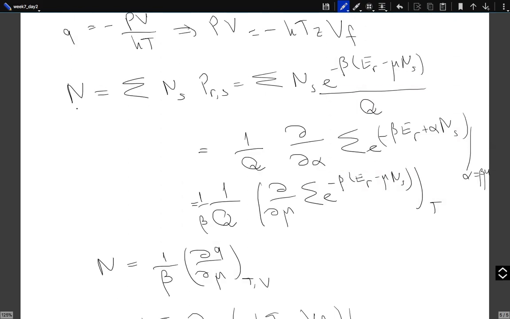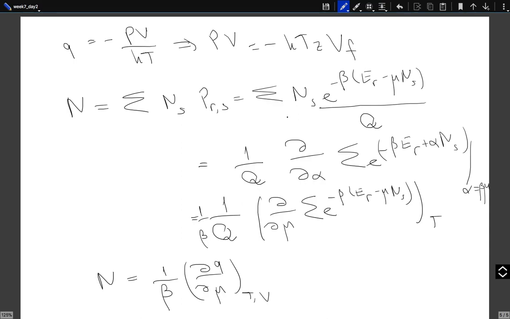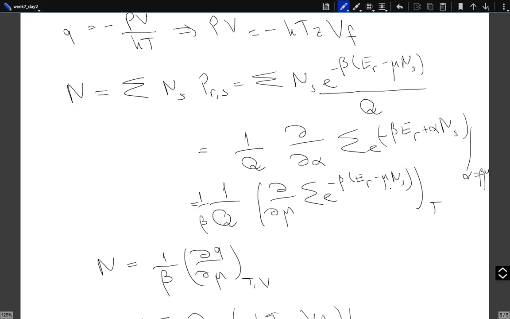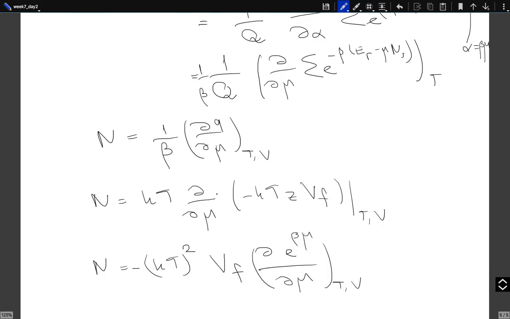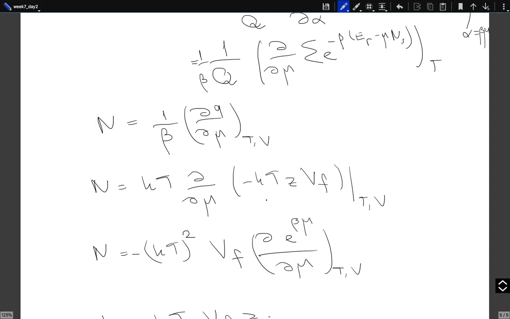This is the average n. This one's 1 over q. I'm taking the derivative with respect to mu. That brings a factor beta ns. I don't want the beta, so I divide by beta. So this is the average number of particles. Derivative of q with respect to mu. So this is q.